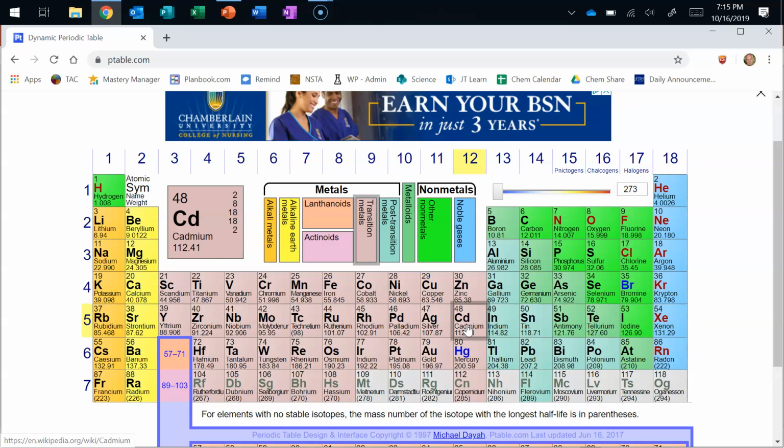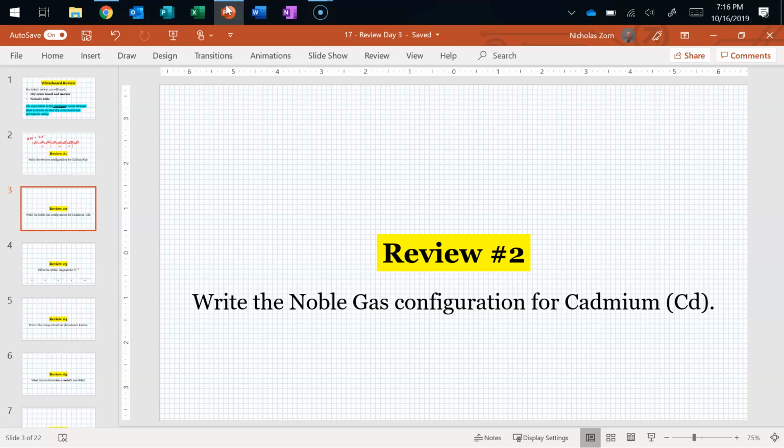So we're going to go back to the noble gas. So we're going to go backwards until we hit a noble gas. So after 37, we're to 36. So krypton is the first noble gas that we run into. Krypton.